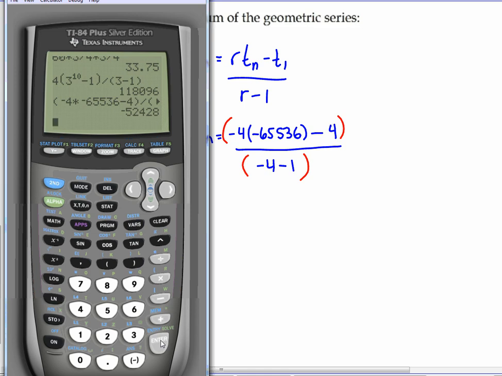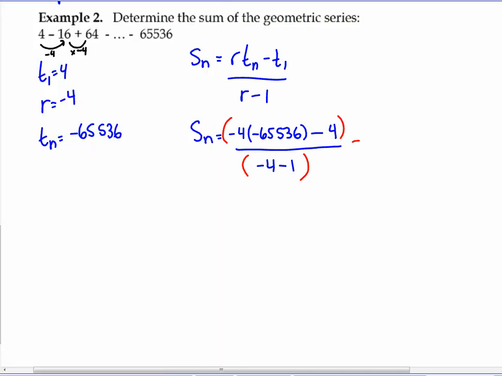All right, did you get the same thing? -52,428. Okay, that's what you should get. If not, something went wrong. And you want to make sure that you can type these in. Because the worst thing is if you've got the right work, but can't get it right on your calculator. That's heartbreaking. Especially on a test or a quiz.